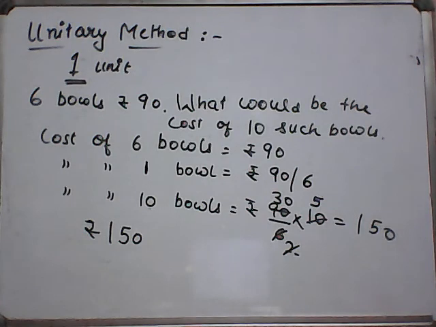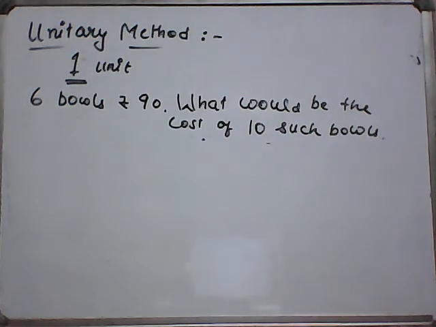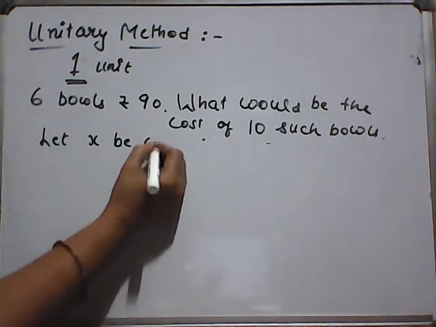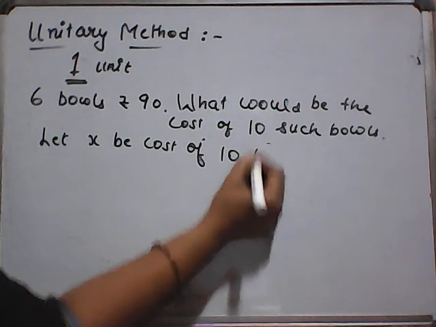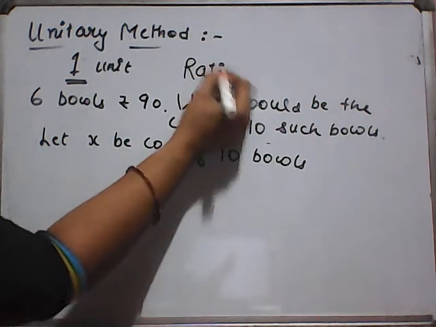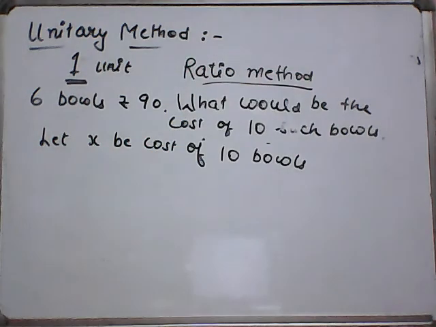In the unitary method, firstly, you have to find out the value of 1 unit. After that, find out the value of the required units. We can also find out the value of bowls by using the ratio method. How can we find it? Let X be the cost of 10 bowls. Here we are using the ratio method. You can solve word problems either by using the unitary method or by using the ratio method.